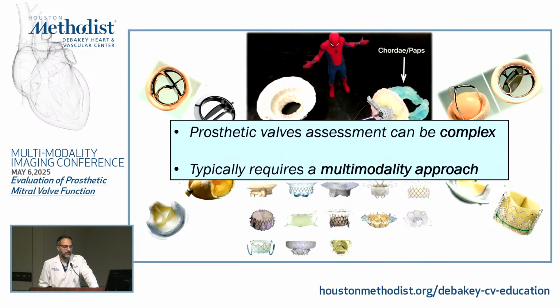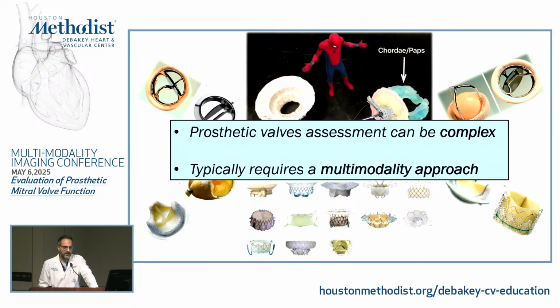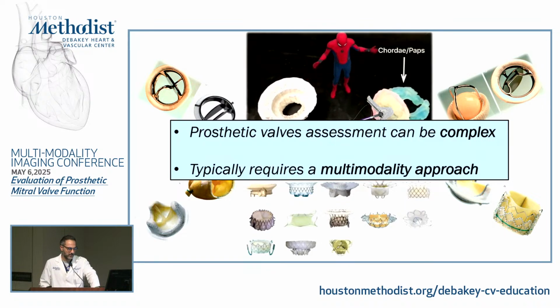Namely echo, TTE, TEE, CT, and MRI. So think of CT as more for mechanism of the dysfunction. MRI is more for the quantification, and echo between TTE and TEE is for both, right? So TTE is more of a screening and quantification, TEE more of a mechanism and also quantification.